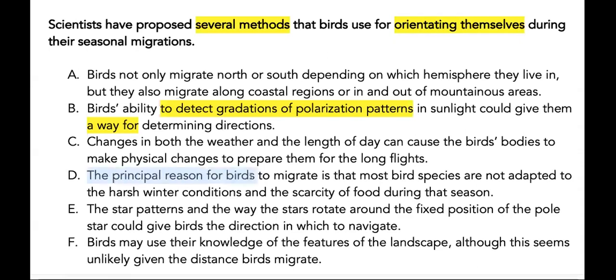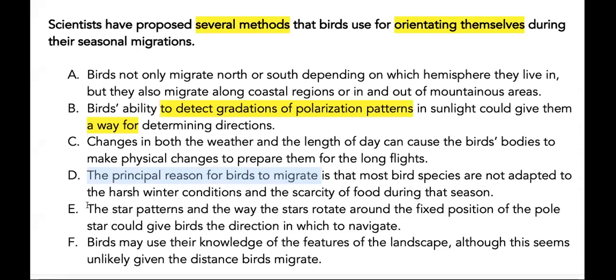The principal reason for birds to migrate. Okay, I just read that first part. The reason why they migrate. Does it tell me the method, the way, the how? Not really, right? They're just saying the reason why birds migrate is that most bird species are not adapted to harsh winter conditions. So this is not telling me how they get there.